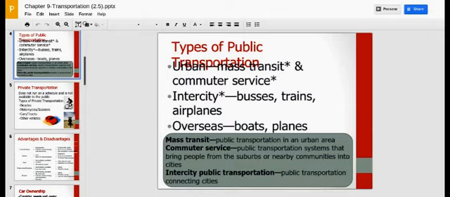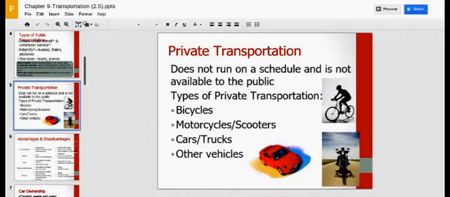And third, overseas, this is our international. That's our boats and planes going to different countries. All right, so our three main sections, and then the types of transportation: mass transit, commuter, intercity, and the ways to get about. That's public.